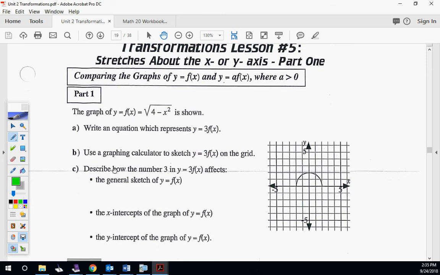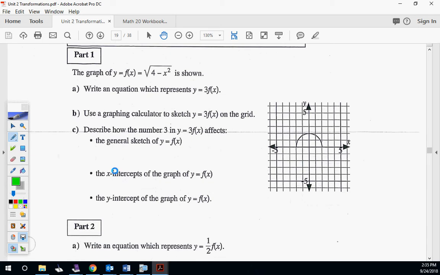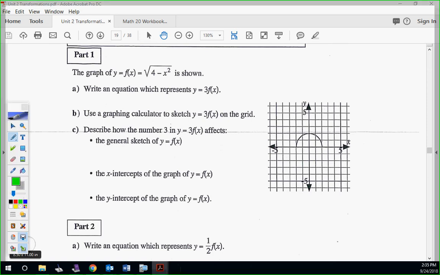So just looking at this first one, we're looking at the form of a f of x. So that's multiplying the whole function by a number. Okay, and so the first one they did is 3. So we'll rewrite the equation. So the equation here, we can't distribute that into the radical or anything. So all this is going to be is 3 times root 4 minus x squared.